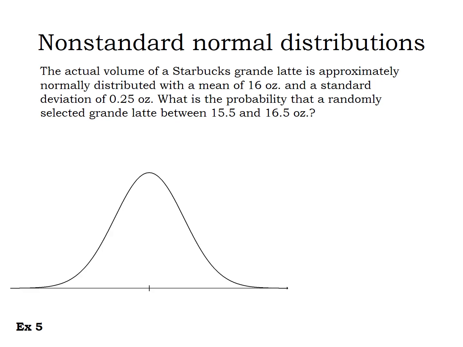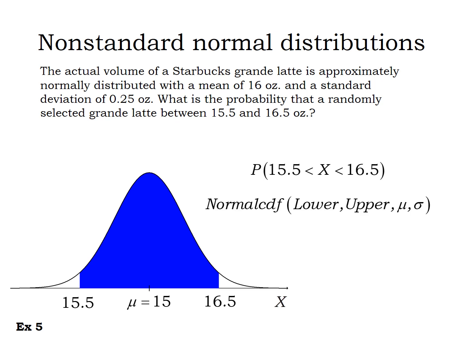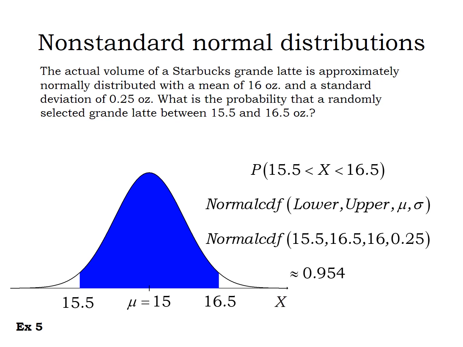So, one more time, normal distribution. So we're going to graph 15.5 and 16.5. We want the area in between. So to find that probability that the volume is between 15.5 and 16.5 fluid ounces, we're going to do our normal CDF between those two numbers, plug in our mean, plug in our standard deviation, and this says there's a 0.954 probability that a randomly selected Grande Latte will be between 15.5 and 16.5 ounces.